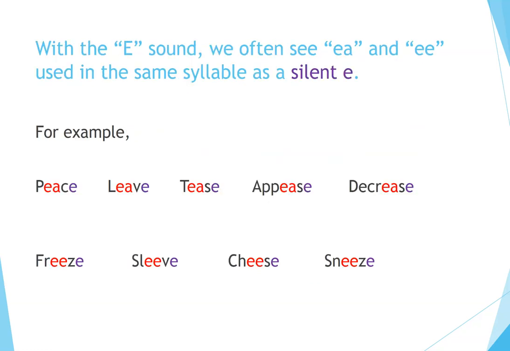With the E sound, we often see EA and EE used in the same syllable as a silent E. For example, peace, leave, tease, appease, decrease, freeze, sleeve, cheese, sneeze.